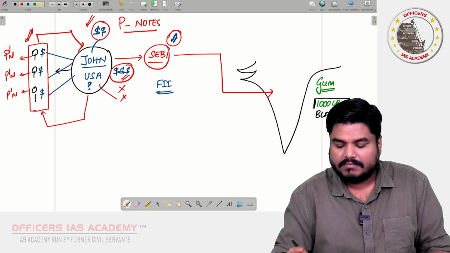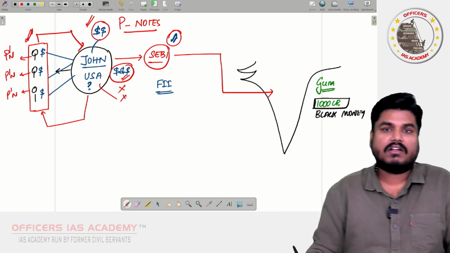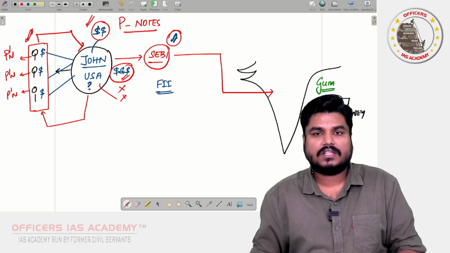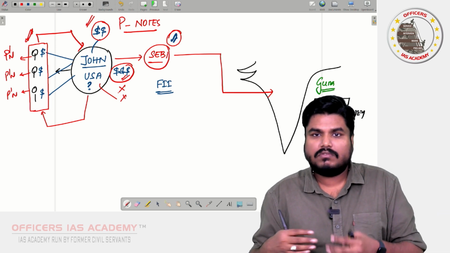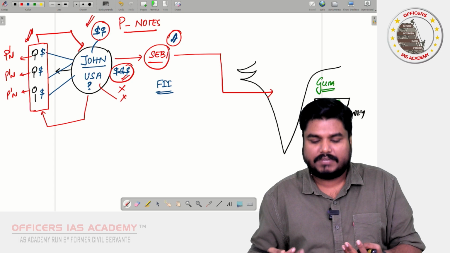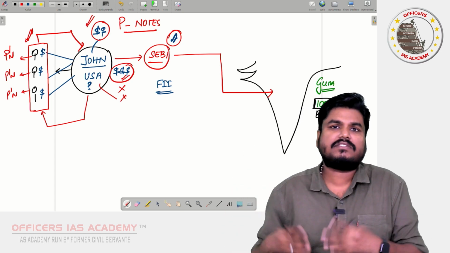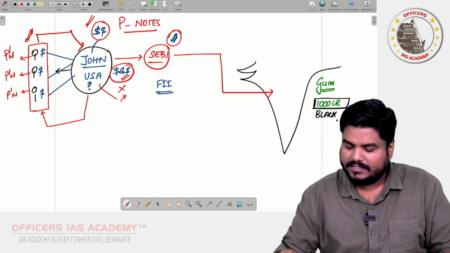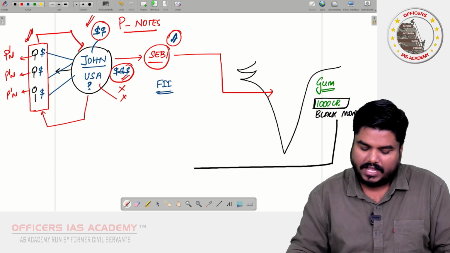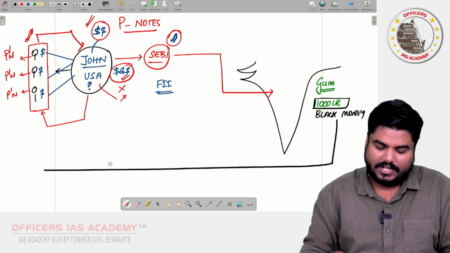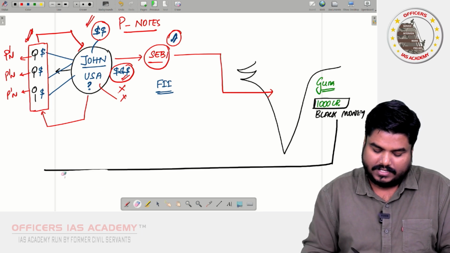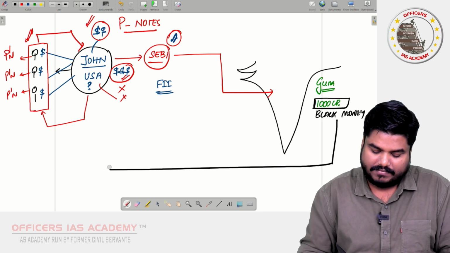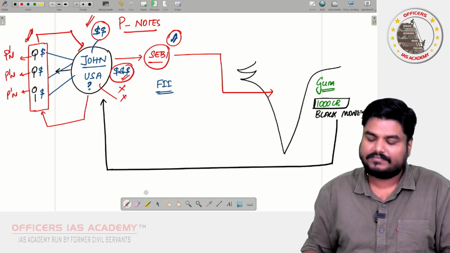So this black money is unaccounted money which Guna cannot keep in India. But Guna somehow wants to use it. But with the black money status, Guna cannot use it. So you know what Guna does? So Guna is taking this 1,000 crore money to USA. Guna is taking it to USA.